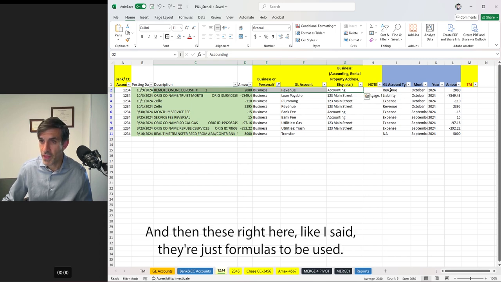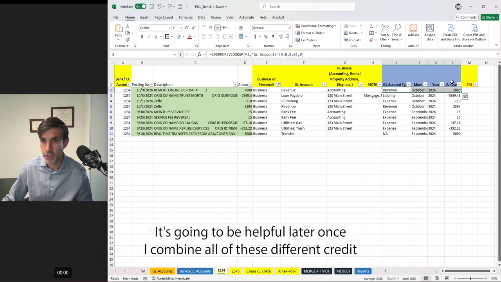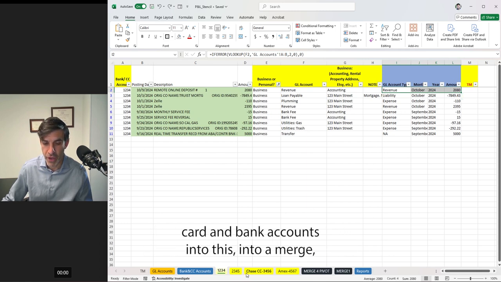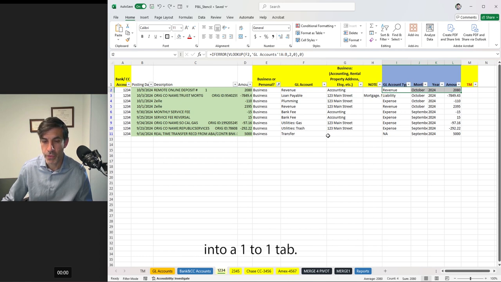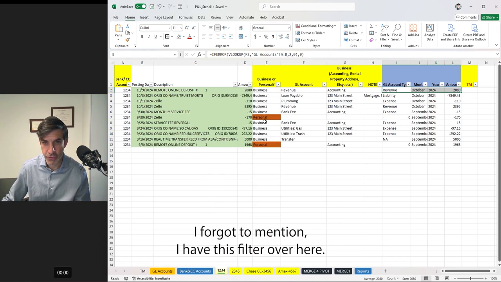I think that's all. And then these right here, like I said, they're just formulas to be used. It's going to be helpful later once I combine all of these different credit card and bank accounts into a merge, into one tab. Forgot to mention I have this filtered over here, personal.